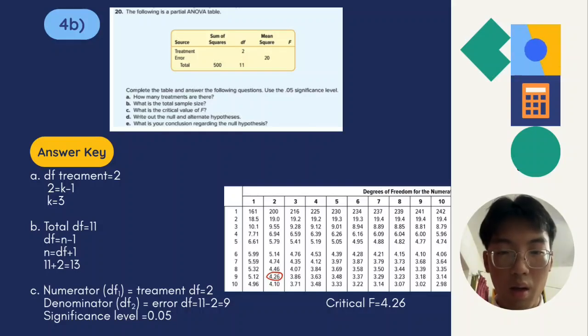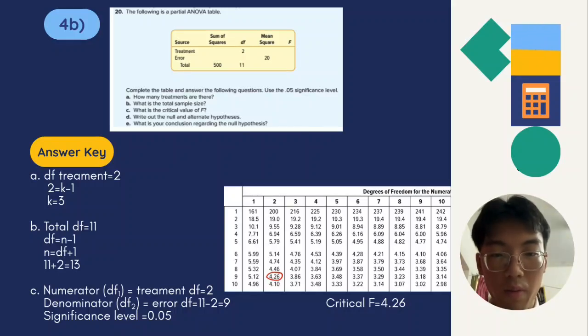So today, I will present question 4B. In question A, they ask how many treatments there are. So we need to find the DF treatments first. DF treatments equals 2, and the formula for DF treatments is k minus 1, so you can get k equals 3. So the number of treatments is 3.